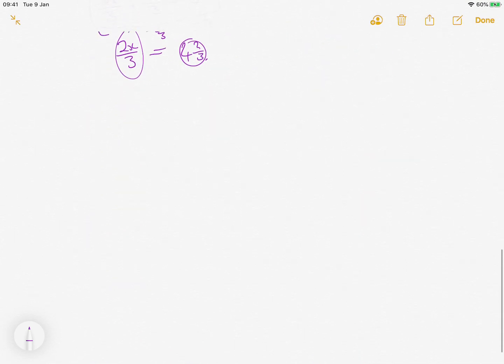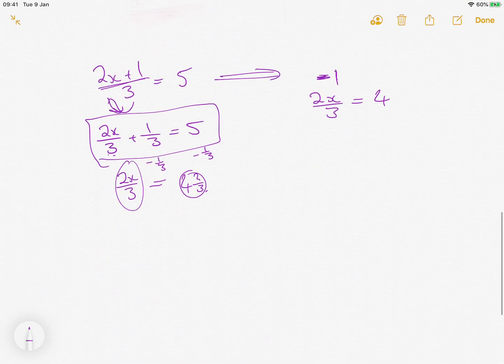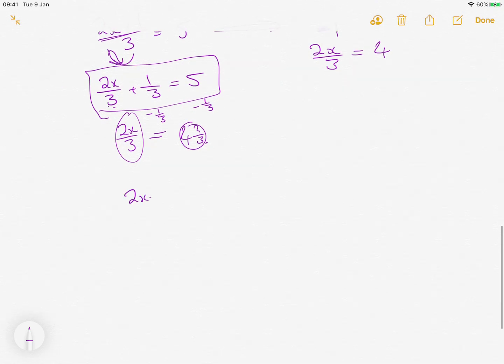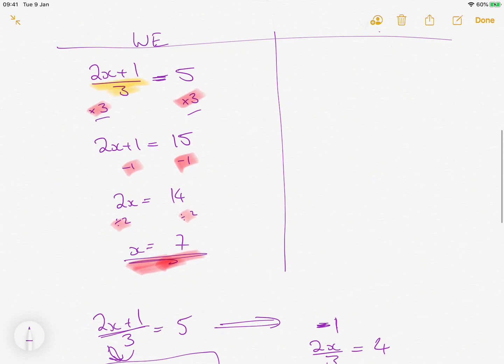And I'll just show an example of why timesing by 3 works, because if we're timesing this side by 3, that's like saying that, because remember, timesing by 3 is like expanding a bracket here. Well, I can see that the 3's will cancel out because 3 divided by 3 is 1. So that's like saying I've got one lot of 2x plus 1 left now, which is what I get on my left-hand side in my next bit of working.